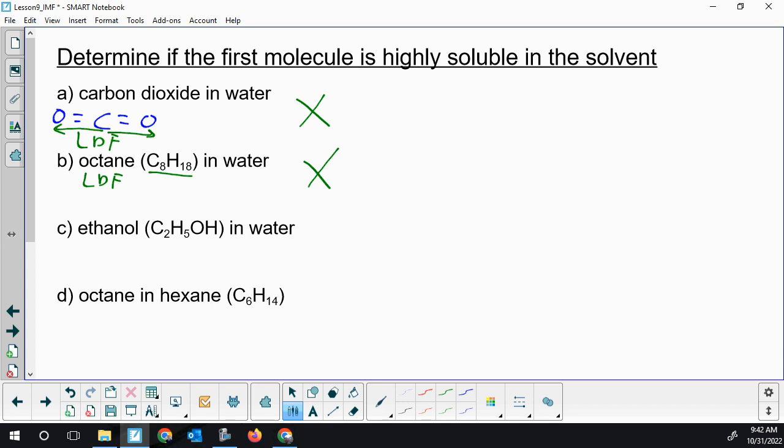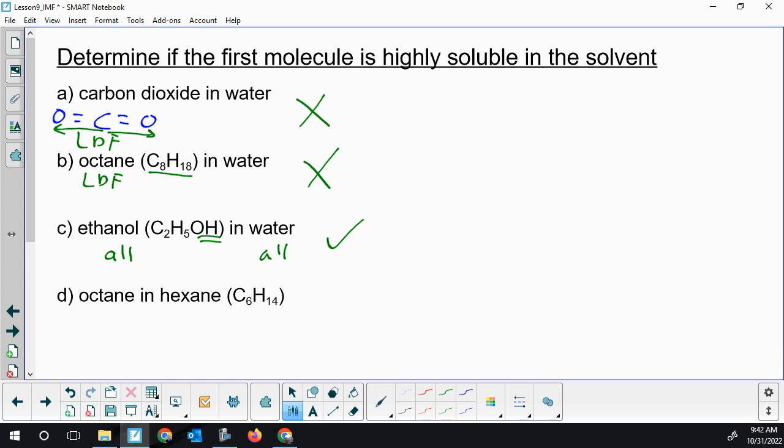Ethanol in water. So you see that OH, you either draw it out or you recognize that that's going to cause hydrogen bonding. So this has all the forces. I'm being a little lazy instead of writing all three out. Water, we know, has all the forces. So they both have hydrogen bonding.